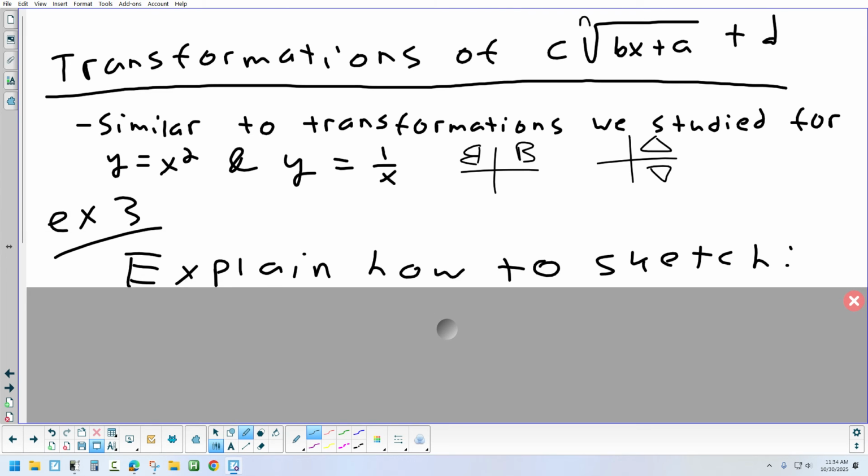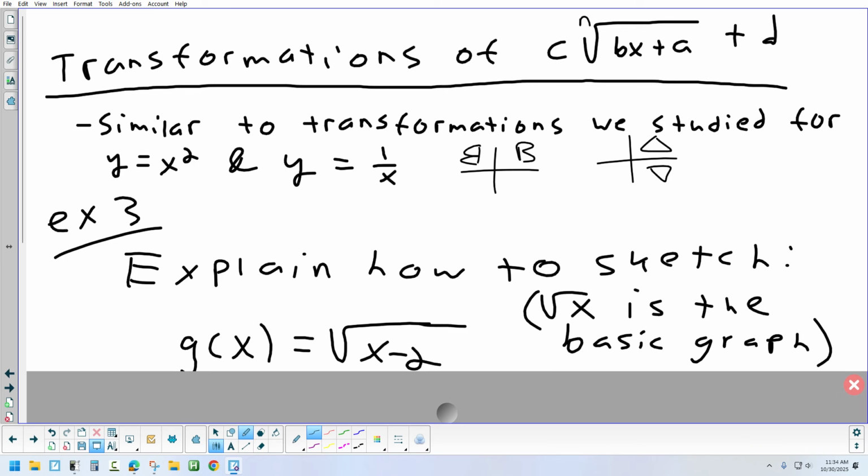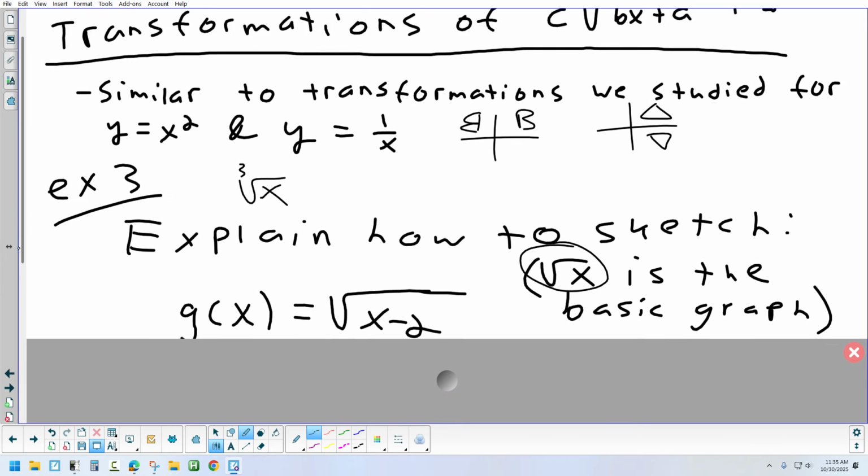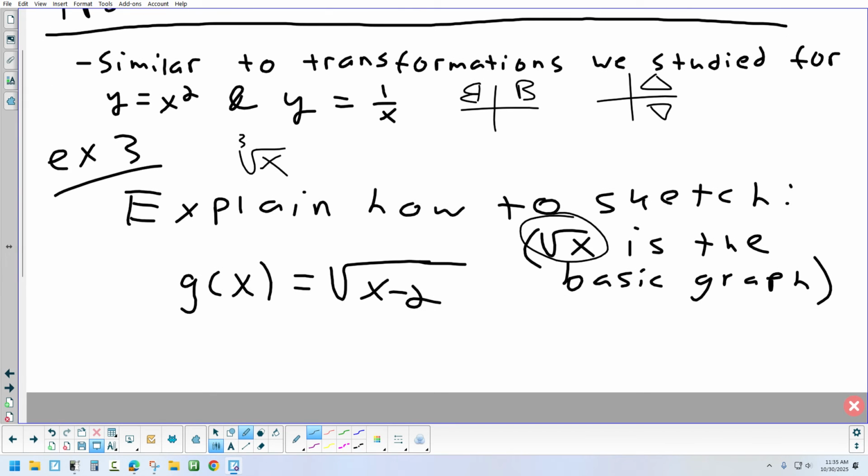The parent function that you're always using to compare to, if you're doing square roots, is that. If you're doing cube roots, that's the parent function. It's the simplest version of the root you can have without any stretches, shifts, or reflections. All right, so let's look at g of x. We've got the square root of x minus 2, and we're comparing that to the square root of x. You'll never compare a square root to a cube root. You won't ever do that.